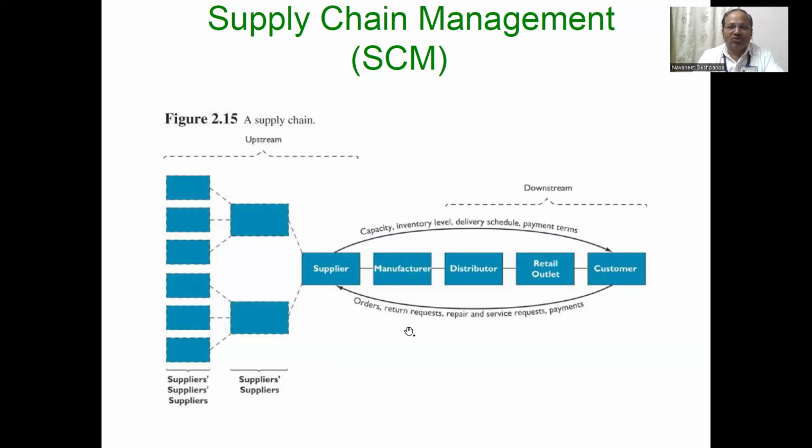Essentially, what they do at an operational level could be handling of the orders, return requests, repairs, service requests, and payments. So this diagram essentially throws light on different layers of the supply chain: tier 3, tier 2, tier 1 suppliers. Similarly, on the customer side also, you can have a separate set of tiers as they go on until it reaches the last mile delivery, when the product reaches the customer.